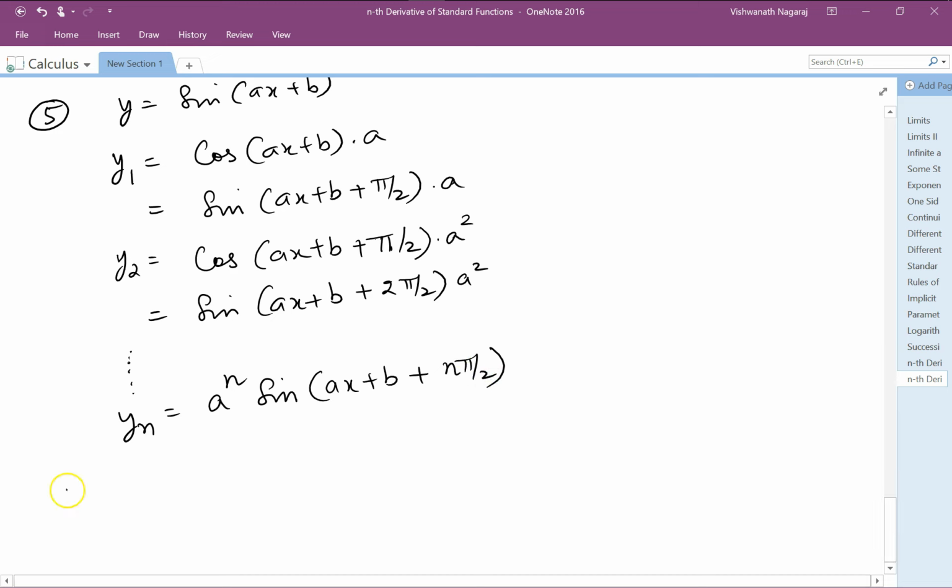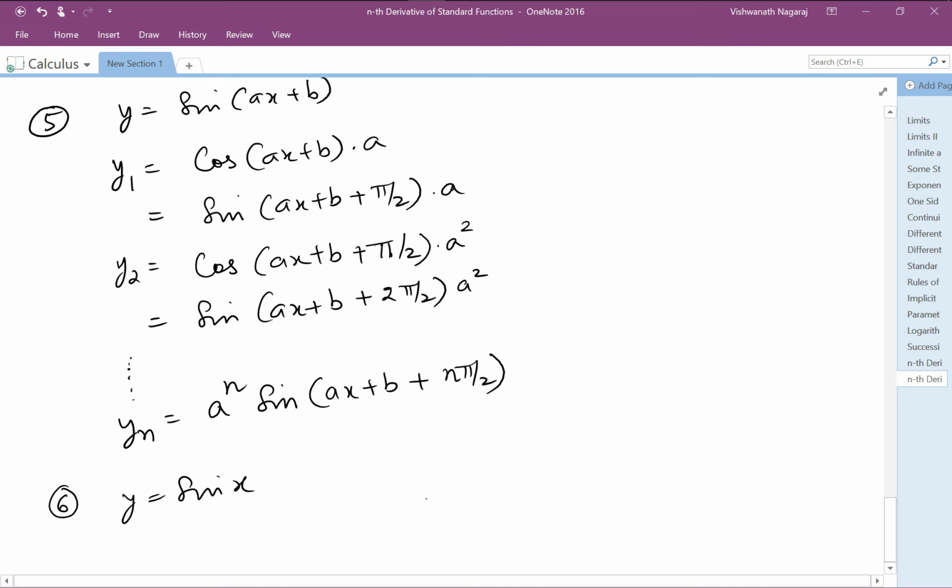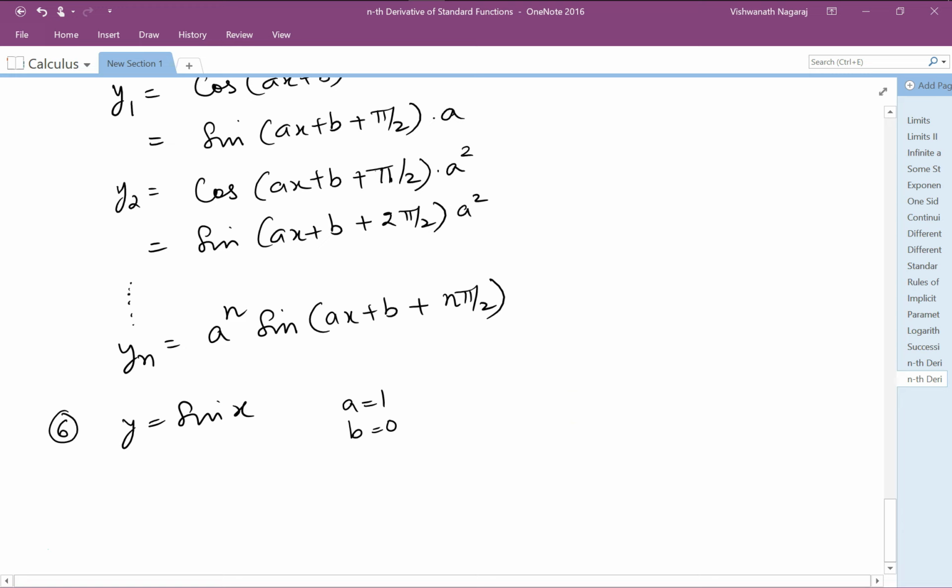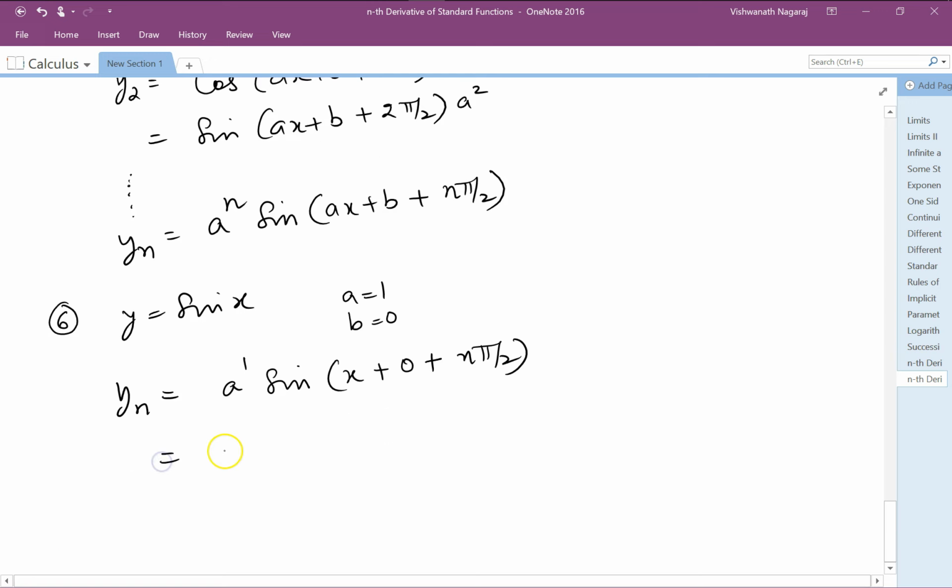Now if we have to look at y is equal to sin x, if we look at the previous function, a is 1 and b equal to 0, right? So which means the previous function itself we can apply a to the power of n, sin, a is 1, so x plus b is 0 plus n pi by 2. So which means sin(x plus n pi by 2).